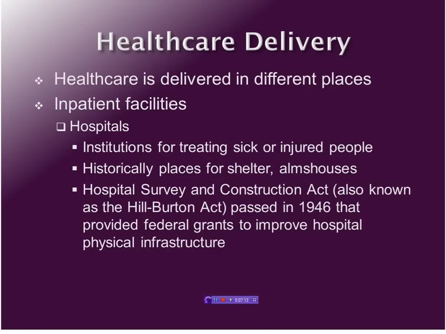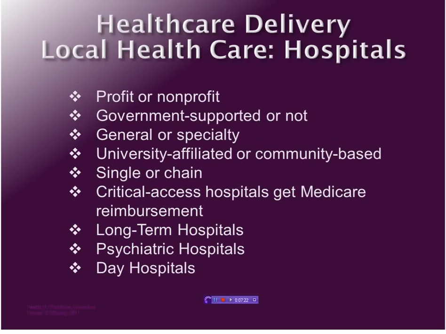The Hospital Survey and Construction Act, passed in 1946, provided federal grants to improve these physical infrastructures of hospitals. Again, hospitals can be for-profit or not-for-profit. They can be government supported. They can be general or specialty. So if you think of like the Cancer Institutes of America, those are a specialty hospital. Children's hospitals out in Seattle, Seattle Children's, is a specialty hospital. Be university affiliated or community based.